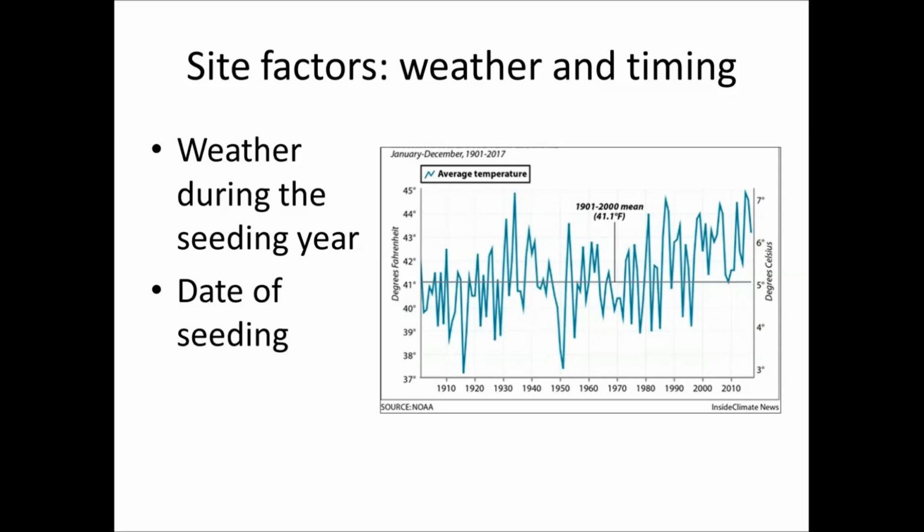Other site factors include the weather and the timing of when we seed. So, every year is a little different. Some years are very hot, some are dry, some are cool, moist. Does the weather during the year of seeding affect the ultimate outcome? And there's considerable evidence to suggest that it does. How about the date of seeding? We're not going to prescribe when seeds are placed on the ground, but we want to know when that date was. So we'll capture that information because we do know that seeding timing, even a few weeks apart, can affect the ultimate result.